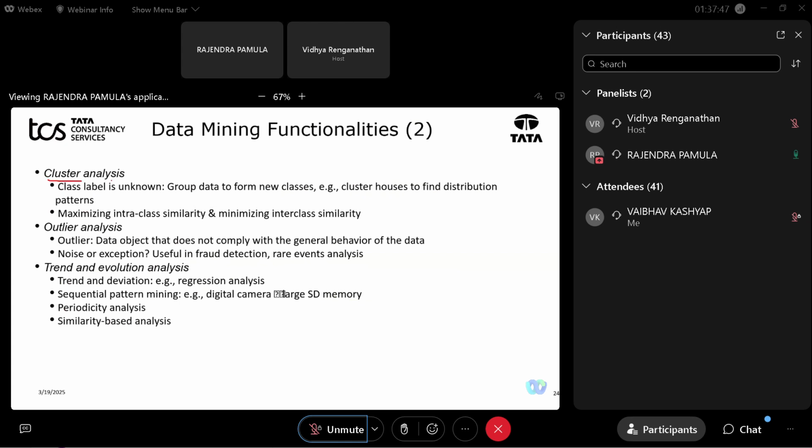We can do clustering analysis also, outlier analysis. Trend and evolution analysis. Trend and deviation. What is the trend? How are they deviating? What is sequential pattern mining? What is periodicity analysis? Based on different applications, we have different trends.